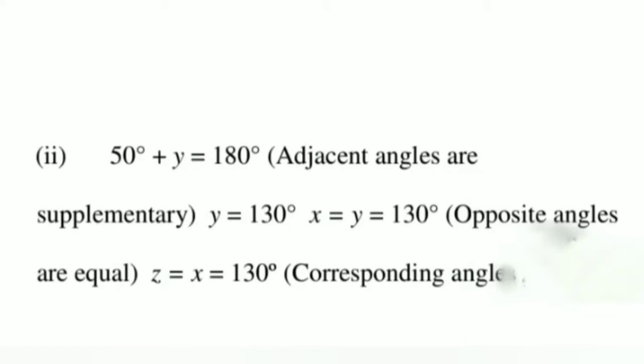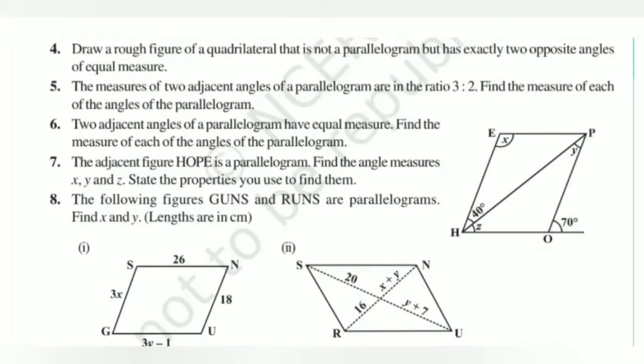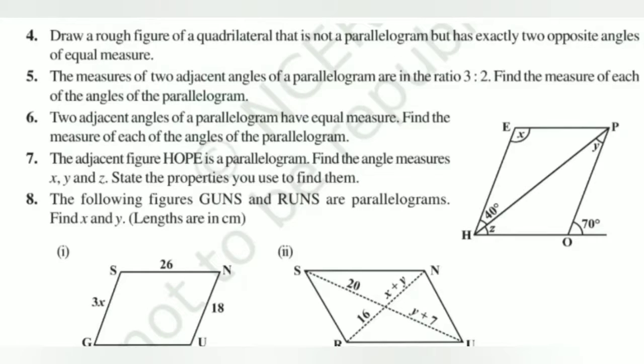Now see the fourth one. Fourth question is, draw a rough figure of a quadrilateral that is not a parallelogram but has exactly two opposite angles of equal measure. So scholars, you can draw this figure. It's a kite. Here angle B is equal to angle D.